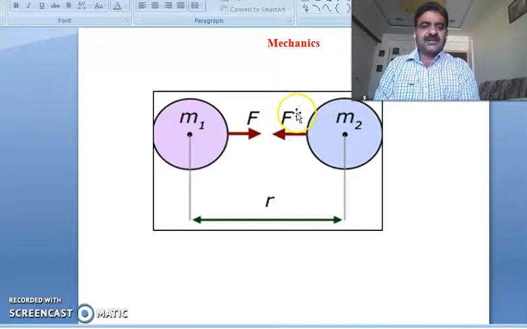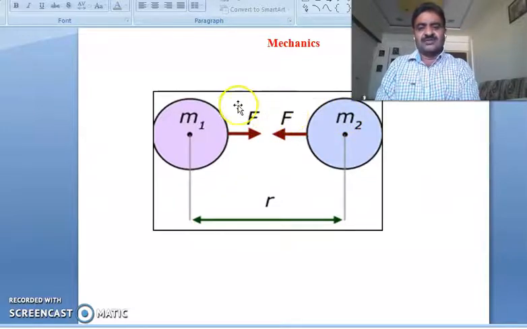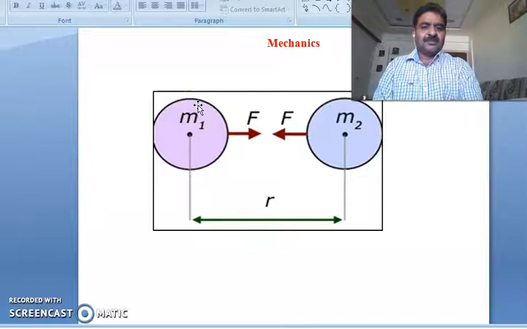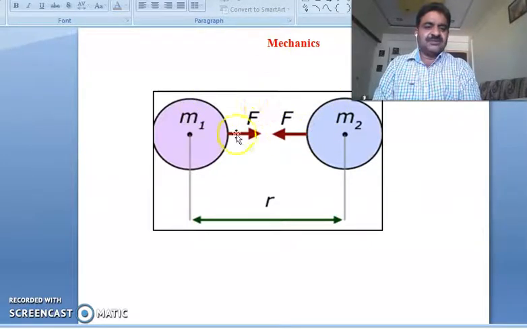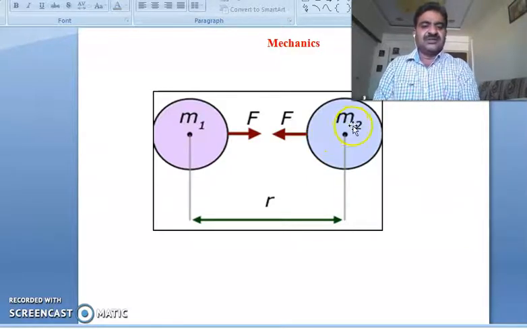Here F and here F is shown. The body M1 acts a force on M2, and M2 also acts a force on M1. Then what is the relation of these forces with these masses and the distance between them? This we are going to see in this law. Newton's law of gravitation gives us the relation between the masses of two bodies and the distance between them.